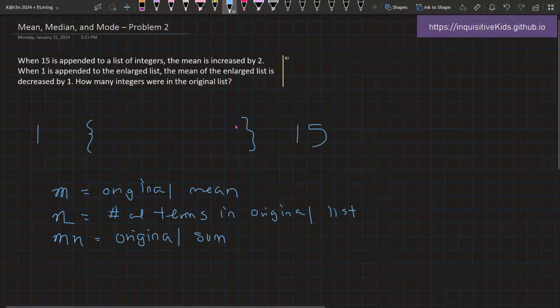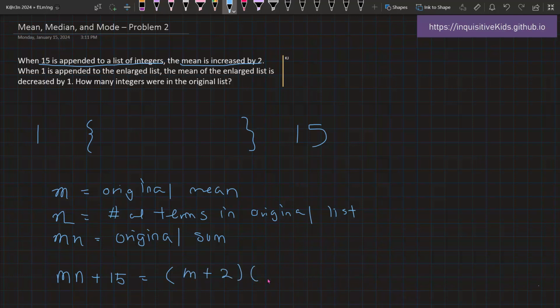So let's start by writing the equations. Since we know that when 15 is added onto this list of integers, the mean increases by 2, we can write this as: when the original sum, which is mn, is added to 15, that is equal to the original mean plus 2, because the mean increases by 2, so m plus 2, times, and then we have one more number. So one more number is added to the original number of terms. So n increases by 1. Remember, n refers to the total number of terms. So that is our first equation.